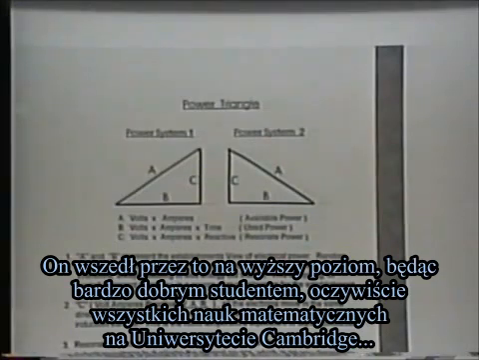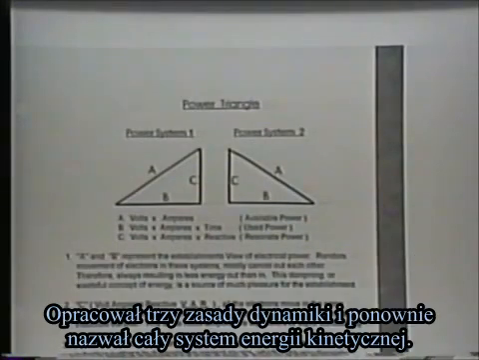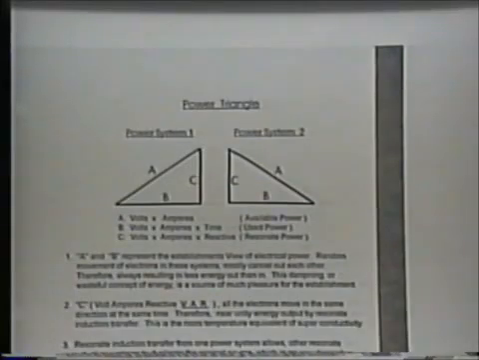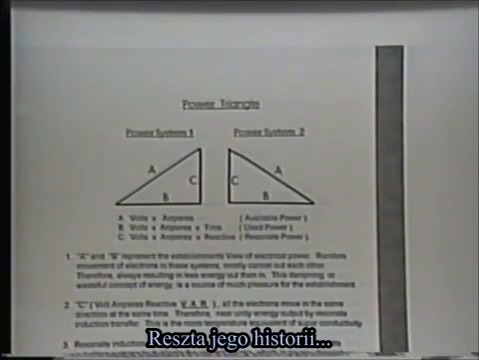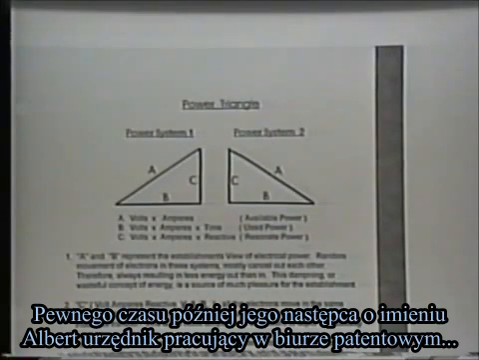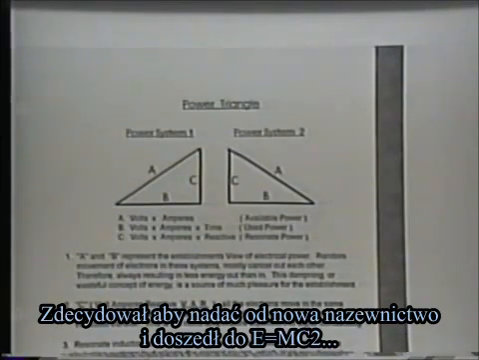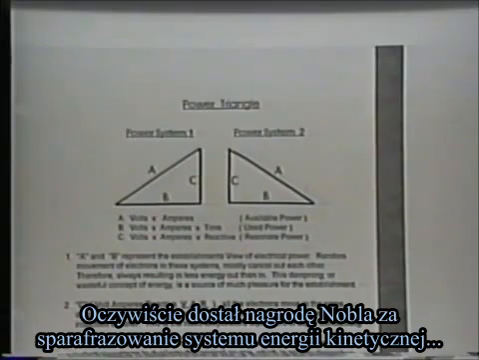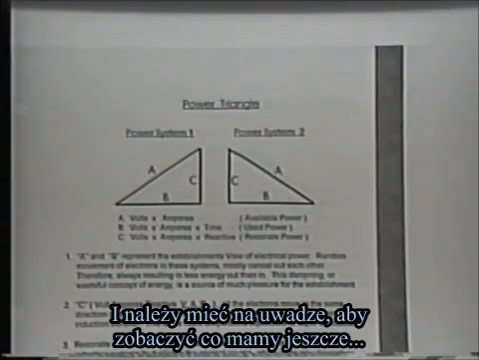And of course, while he was studying mathematics at Cambridge University, he came up with the third law of motion, and then they renamed the whole system to the kinetic energy system, and the rest is history. And some time later, a fellow by the name of Albert, a clerk in the patent office, decided to paraphrase it, and he came up with E equals MC squared. And of course, he got the Nobel Prize for his paraphrasing of the kinetic energy system. And with that in mind, let's see what else we have.